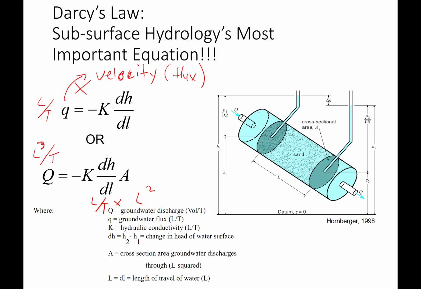So here's a classic textbook diagram of measuring hydraulic conductivity and water movement, in this particular case where the geologic material is sand. And so this would be the cross-sectional area here that the water would move through.